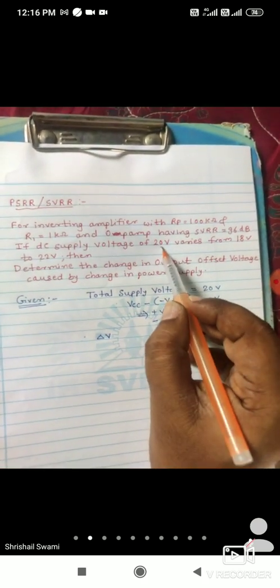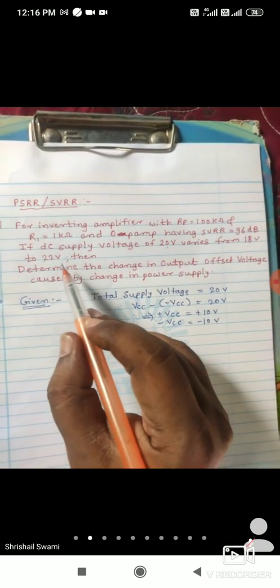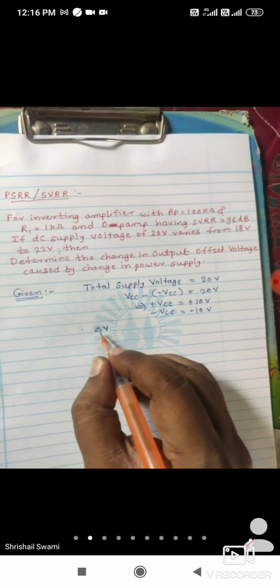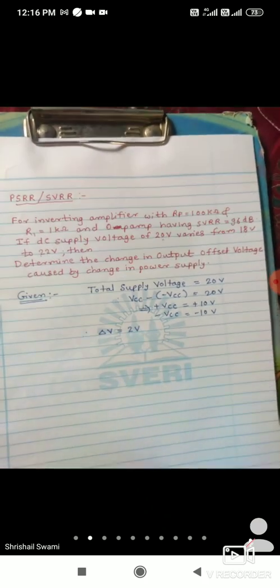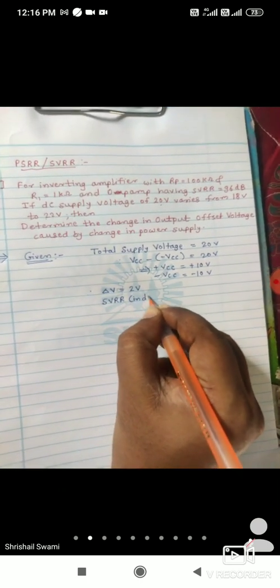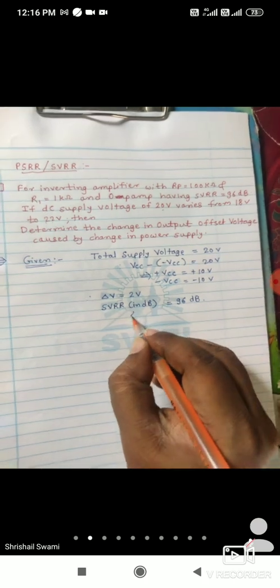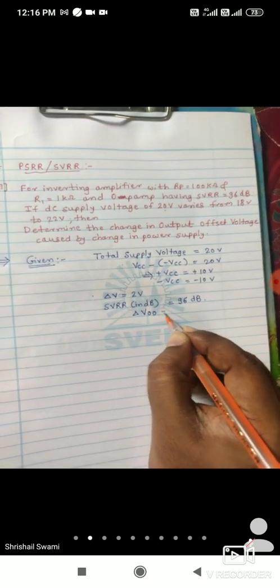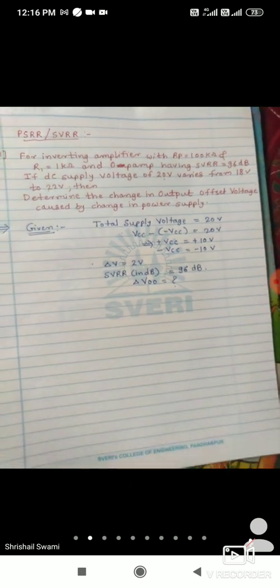Now next one, change in power supply, that is delta V, that is from 18 volt to 20. म्हणजे 20 volt जर पकडलं तर कमी किती होतो 18 पर्यंत, म्हणजे 2 ने, आणि वाढतो किती 2 ने, that is 22. So change in power supply, that is delta V, we can consider as 2 volt. Now SVRR in dB is given, that is 96 dB. So what you have to calculate? You have to calculate the delta VOO. So these all are the given things you can note down.